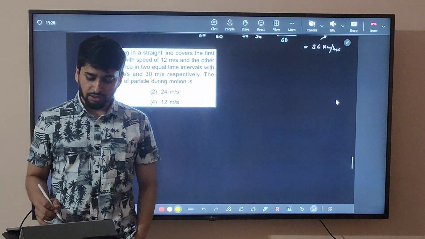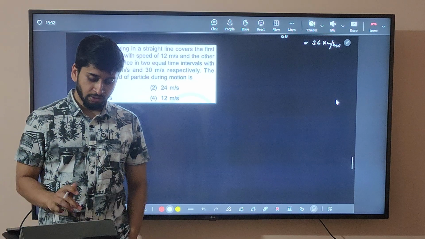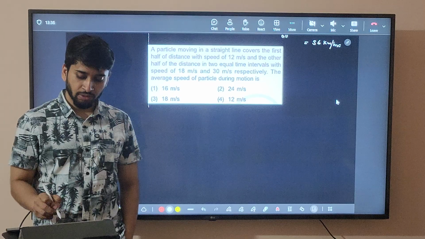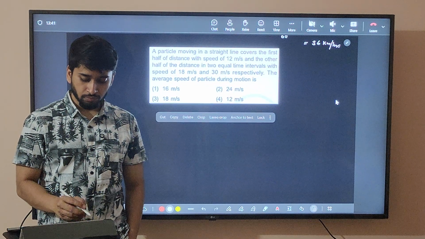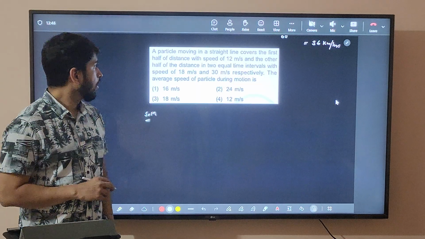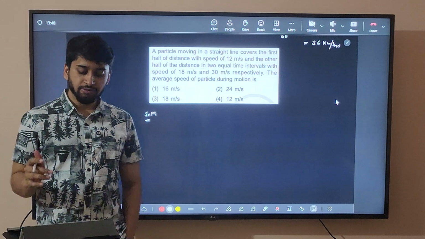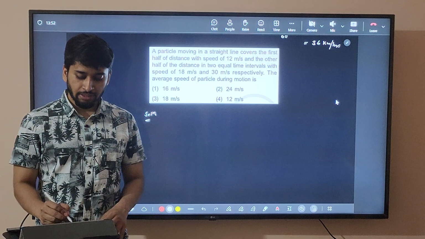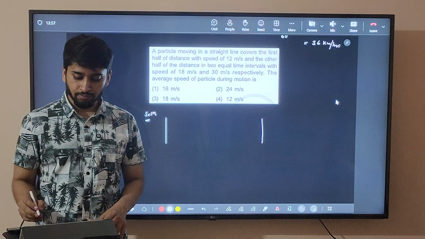Now let us see this question. So if you see, this question is in that format only. So let me again take it to this side. We'll try to write in the 2/3 part only, so that will be better. Right. Now let us see how to do this. So here they are saying a particle moving in a straight line covers the first half distance with 12 meter per second.